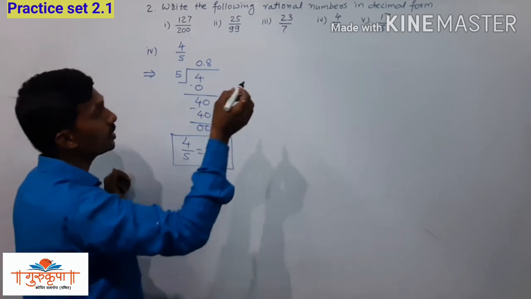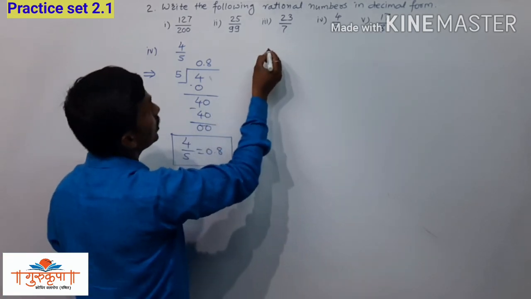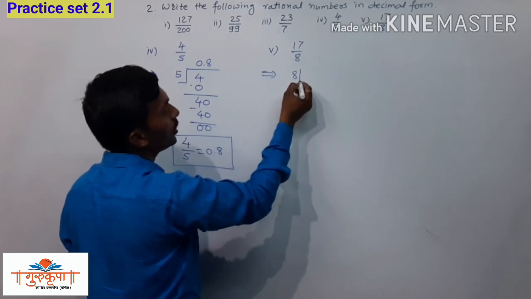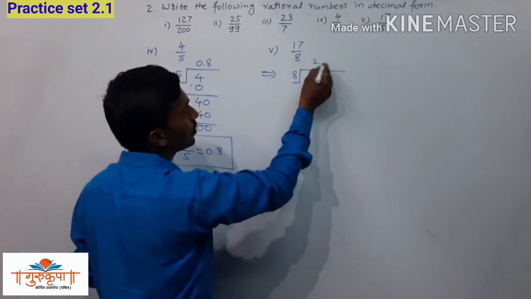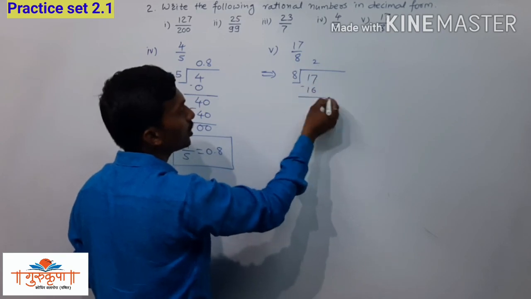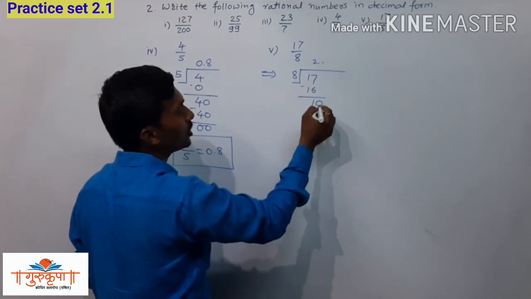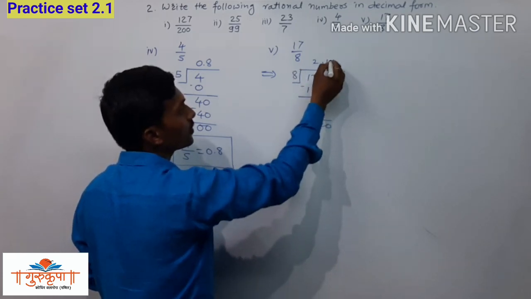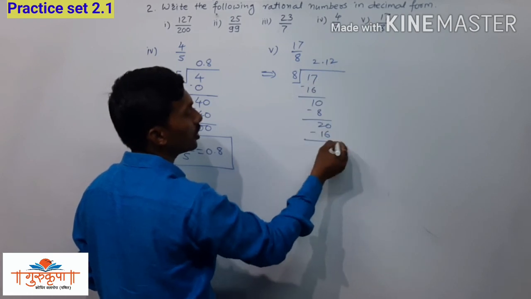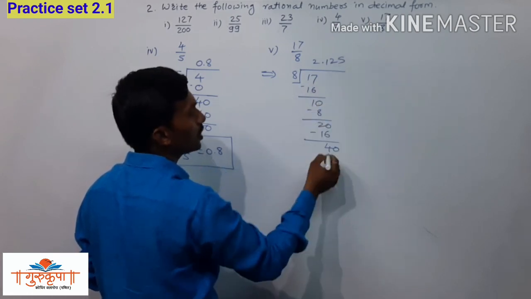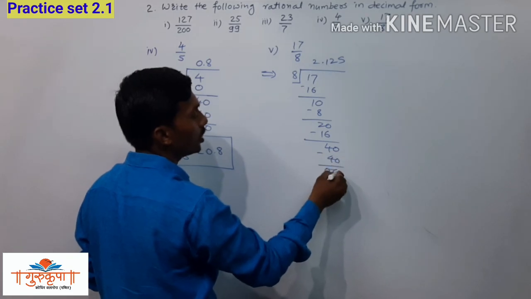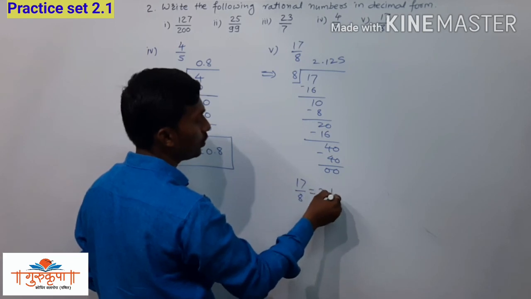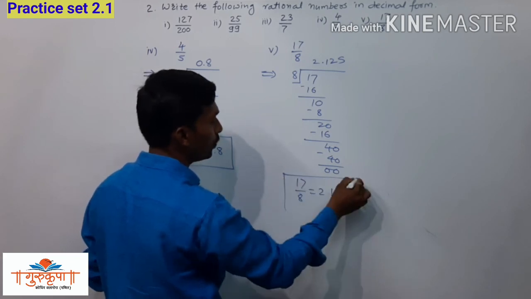And now we have the last example, that is 17 upon 8. Example number 5. Divide 17 by 8. 8 2s are 16. 1 is remaining there. Now put the decimal sign there. Get 0. 8 1s are 8. 2 is remaining. Since we have 20, 8 2s are 16. 4 is remaining there. We have 40. This is 8 5s are 40. 40 minus 40 is 0, and again the division gets completed. So 17 upon 8 is equal to 2.125.